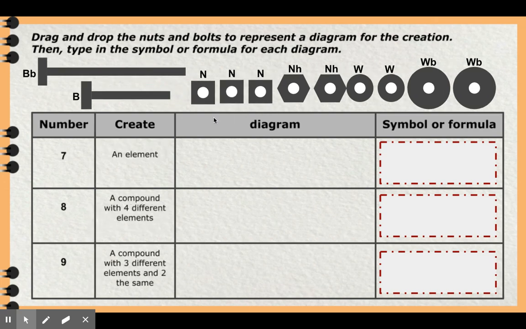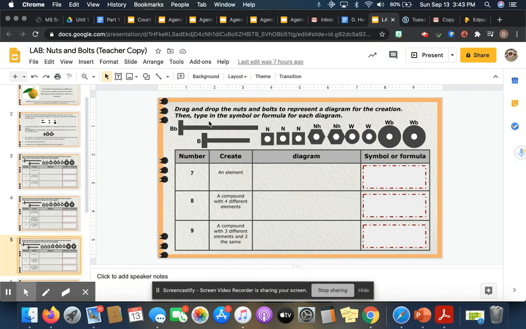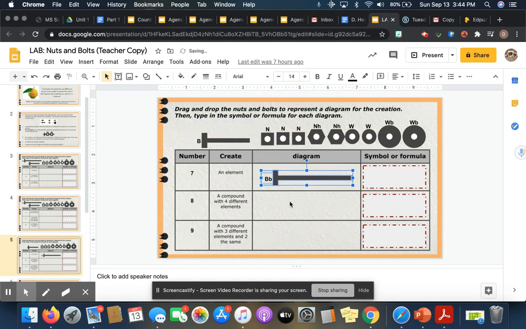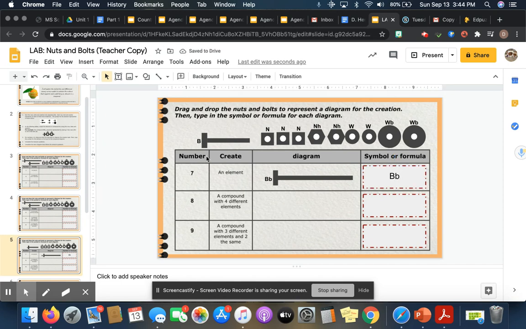I have to be in edit mode. So to be in edit mode, I'm going to click and drag this one. That's going to be my element. And then I'm going to come here, and what is my symbol or my formula? Well, since it's only one and it's by myself, it's not really a formula, it's just the symbol. So my symbol is going to be capital B, small b, and that is it. And you're going to do that with each of the elements.